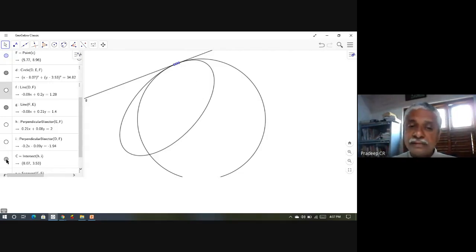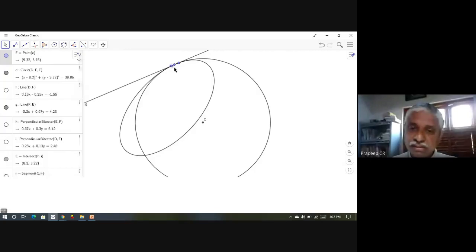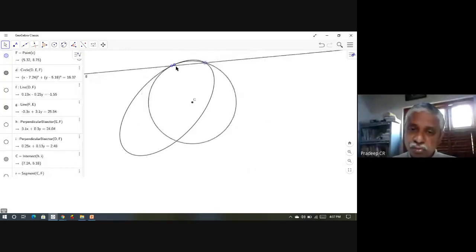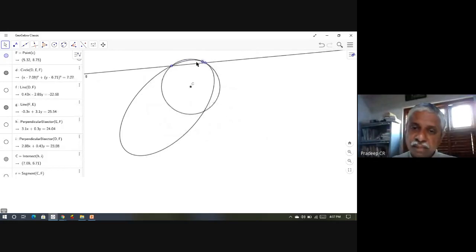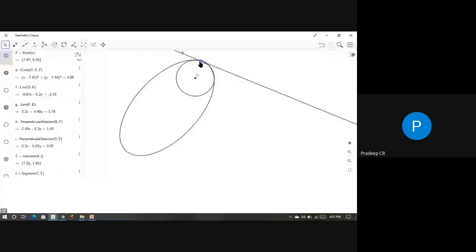Now I can talk of the center of this circle. As I move these points, the center also will change because the circle will also change, right? Of course, these points have to be near each other, otherwise it's not a correct thing. So these 3 points are on the ellipse. Near that point, I can fit in a circle such that the circle and the ellipse touch exactly at one point and they have a common tangent. That is what I have done here. You can take this point anywhere.